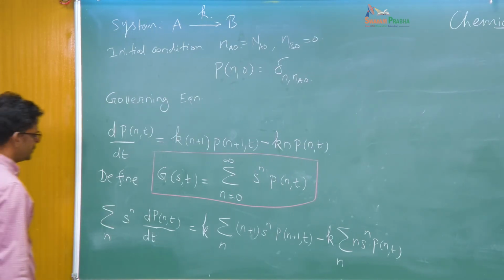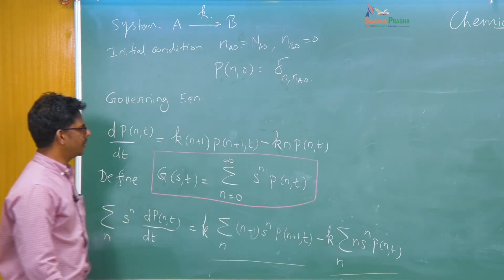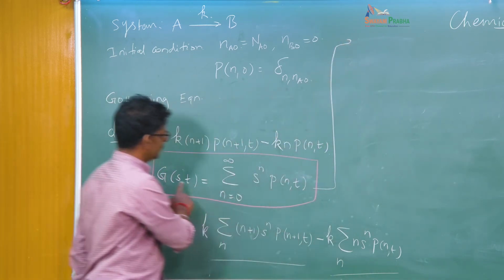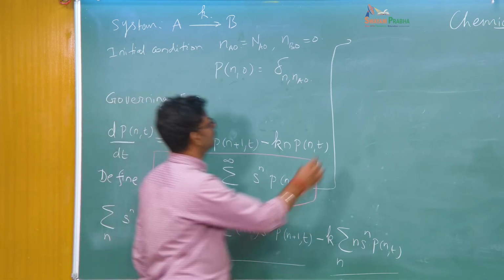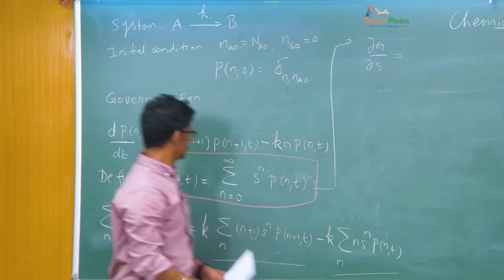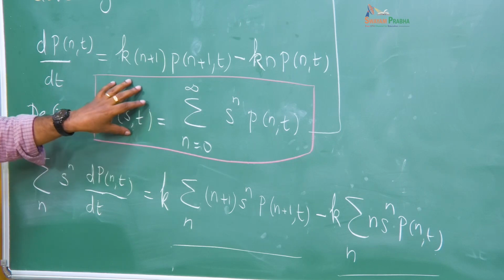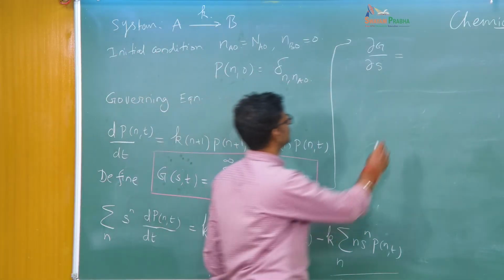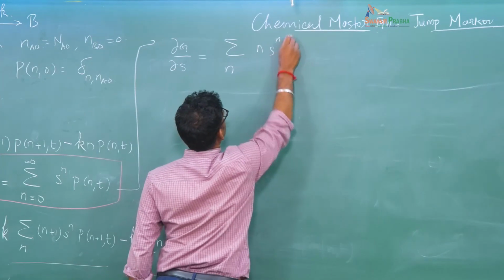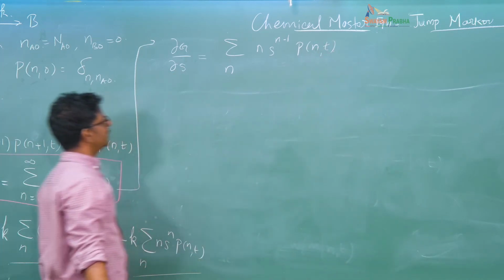Now we need to deal with these terms. In order to do that, first we take the definition itself and compute the partial derivative, dG/ds. G is a function of both s and t, so I take the partial derivative with respect to s. What do I get? I get this.